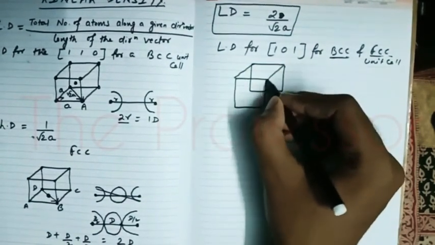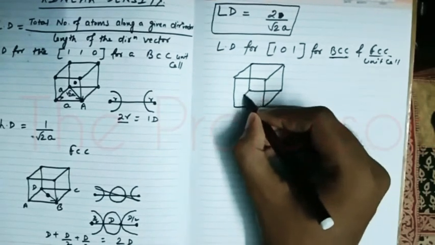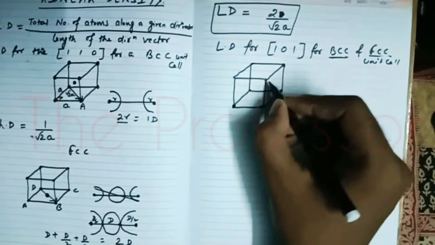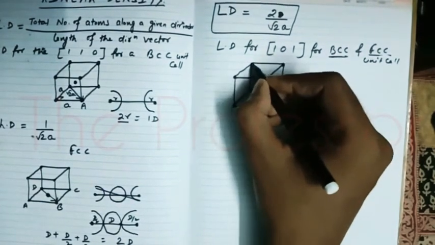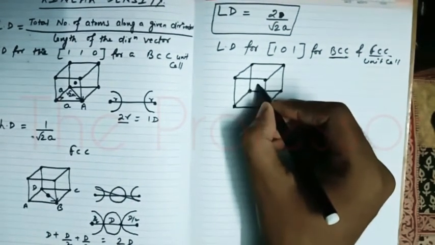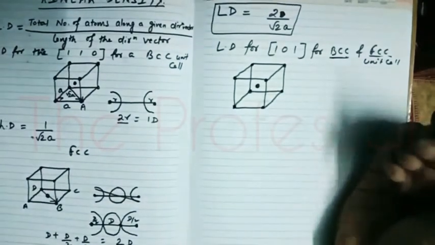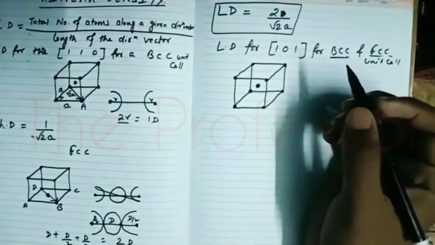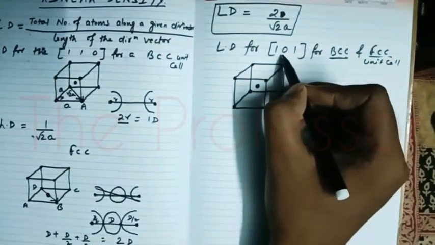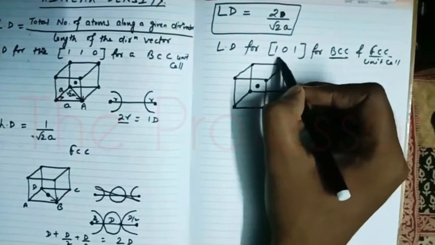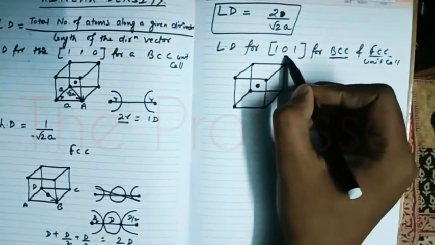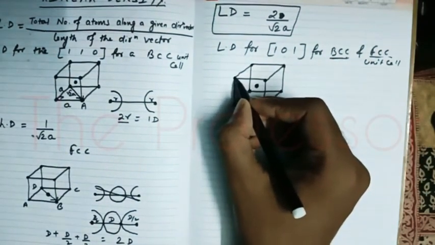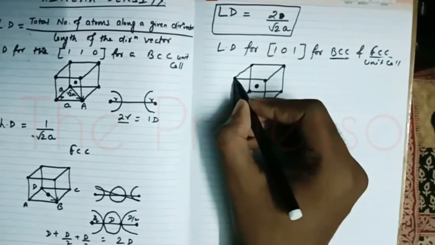We know that in a BCC unit cell, we have atoms present at each of the 8 corners. And apart from the atoms which are present at each of the 8 corners, we also have one atom which is present at the center of the unit cell, right? This is our BCC, body centered cubic unit cell. Now, which point does this Miller indices indicate? This Miller indices indicate the point which is represented here.